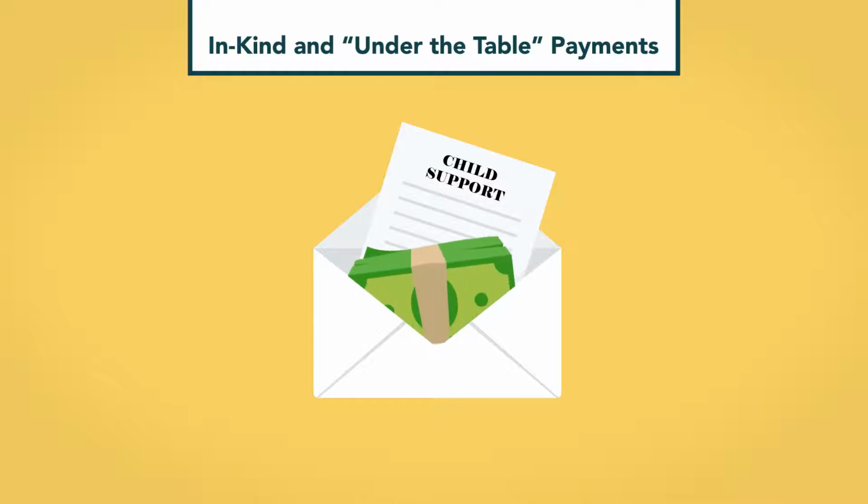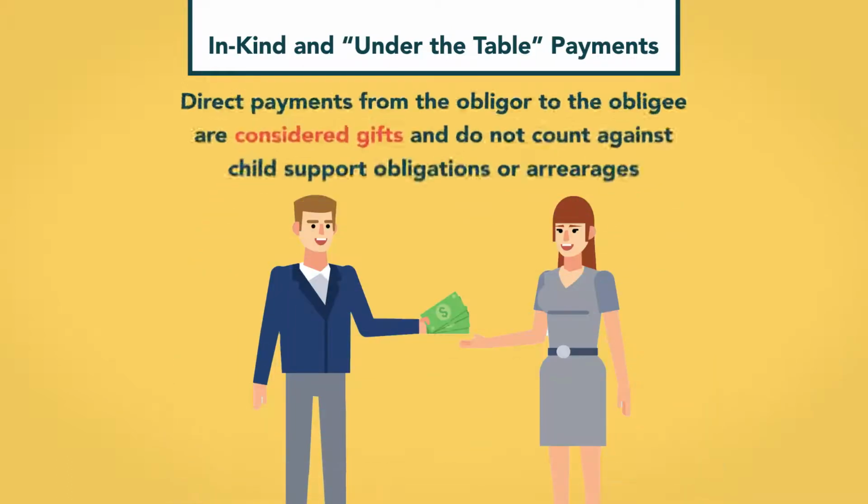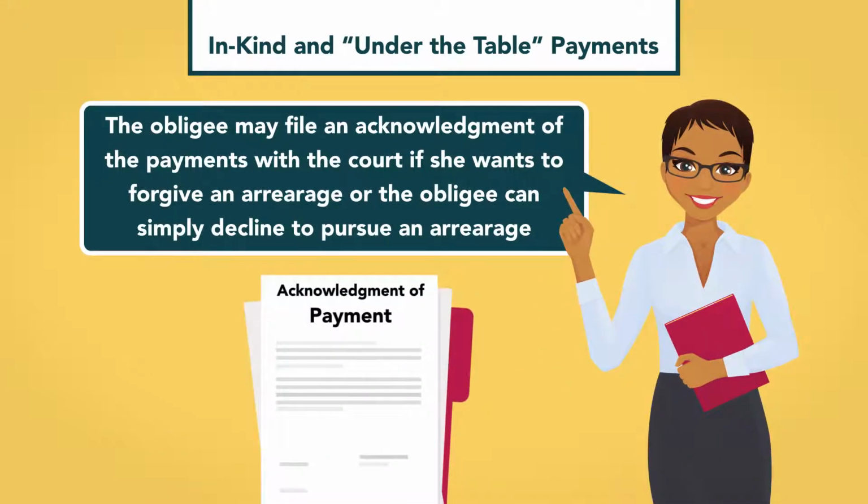In-kind and under-the-table payments. Child support payments must be in cash and must be administered by the state child support enforcement agency, or they simply do not count. Direct payments from the obligor to the obligee are considered gifts and do not count against child support obligations or arrearages. Normally, the obligee may file an acknowledgement of the payments with the court if she wants to forgive an arrearage, or the obligee can simply decline to pursue an arrearage.